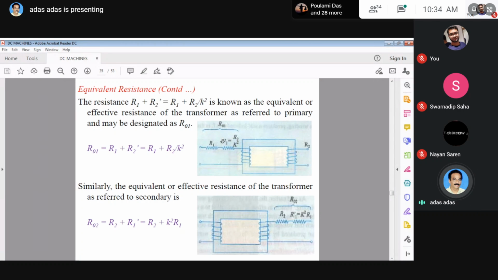In a similar way, we can transfer it to the secondary side. If we transfer to the secondary side, then the resistance R02 equals R2 plus R1 dash. So clearly, R1 is transferred into the secondary side. Okay, so three cases are there. One is the transformer with two resistors, in the primary side and secondary side. The next is all the resistance transferred to the primary side. If you transfer the resistance from the secondary side to the primary side, then R01 will be the equivalent resistance. Note that if you change this, the performance will not be affected. This is for easy calculation. Similarly, we can transfer all the resistance to the secondary side. Any one can be taken for tackling or solving any problem.